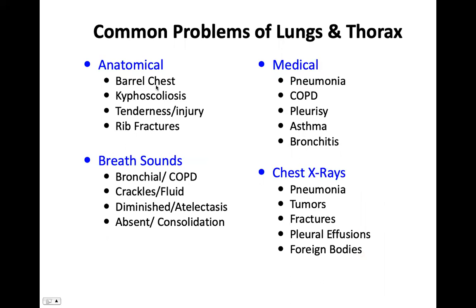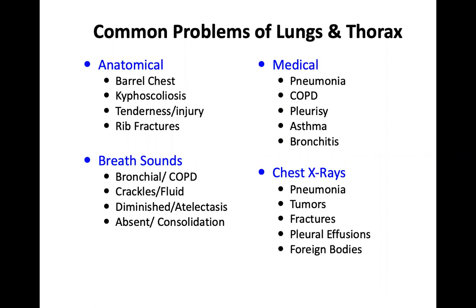Okay, common problems, just anatomically, you want to look for barrel chest. Those are the smokers. Kyphoscoliosis are people that have basically a scoliosis, and so their spine is going to look different. And then any tenderness that you can palpate is either inflammation or muscle strain. Breath sounds, we already talked about all of those. I got them in there, okay?